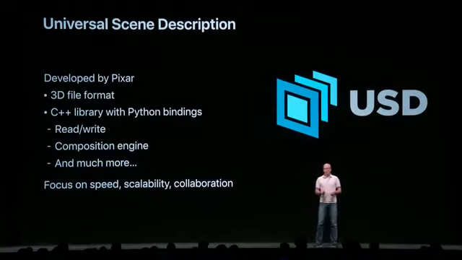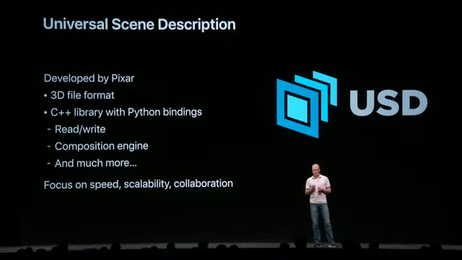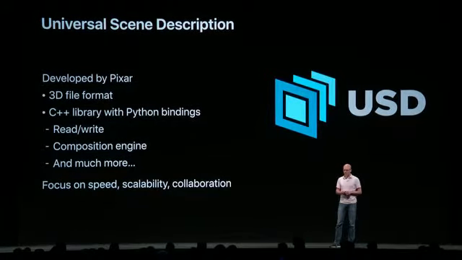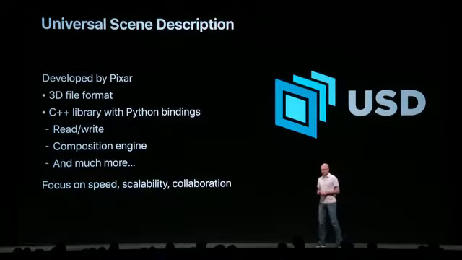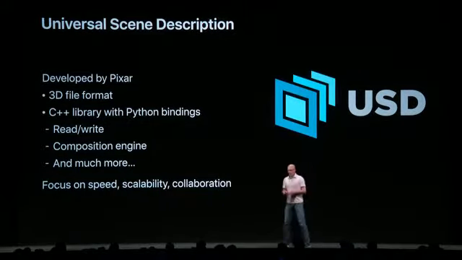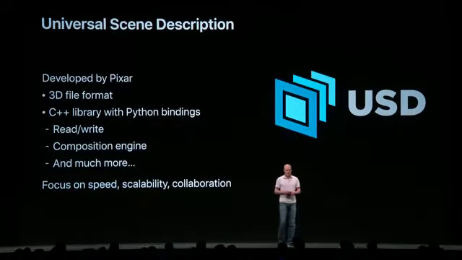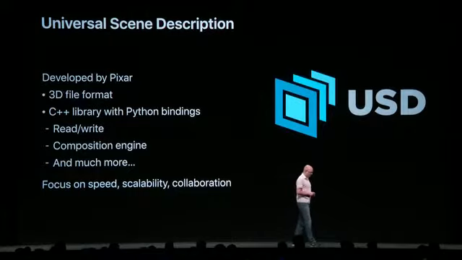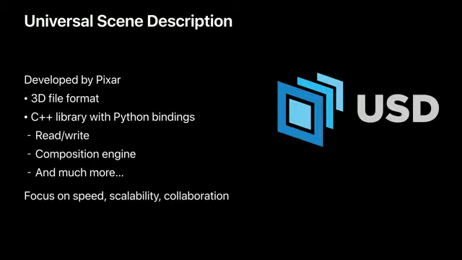So, what is USD? USD stands for Universal Scene Description. It's a 3D file format and a supporting C++ library with Python bindings developed by Pixar. The library can read and write USD files. It contains a powerful composition engine and much, much more. The focus of this library is on speed, scalability, and collaboration.